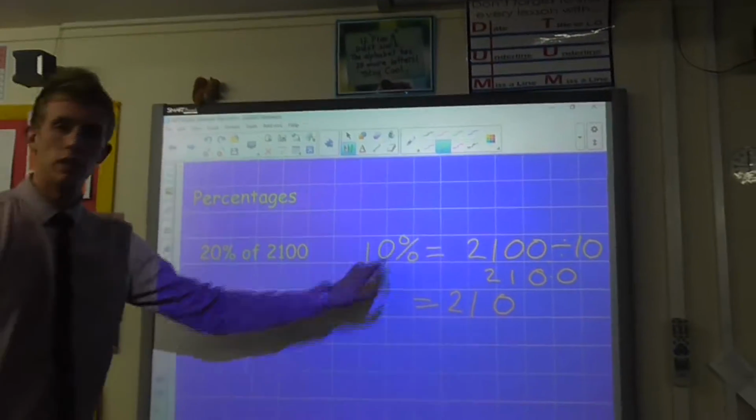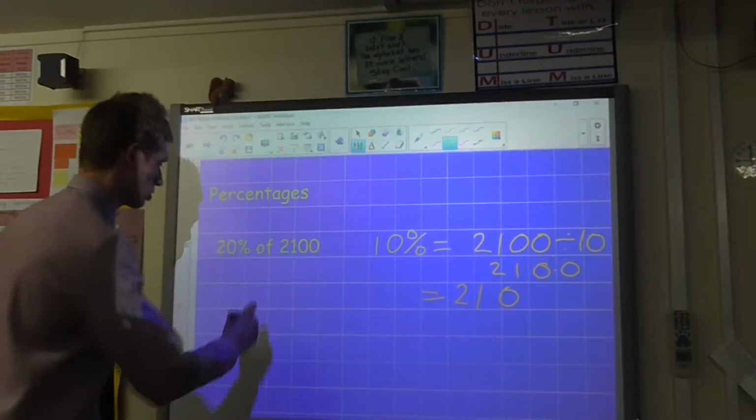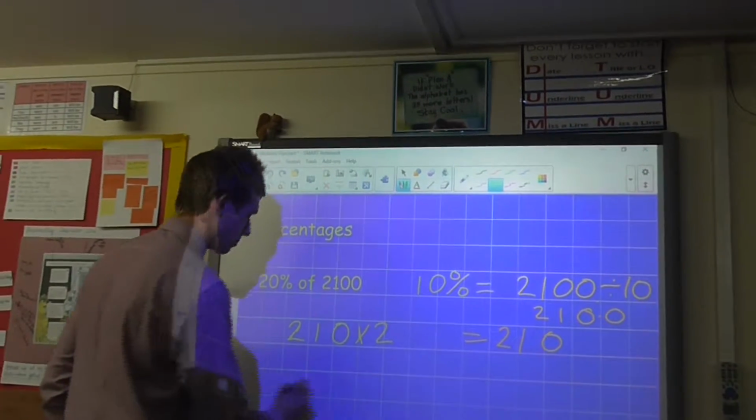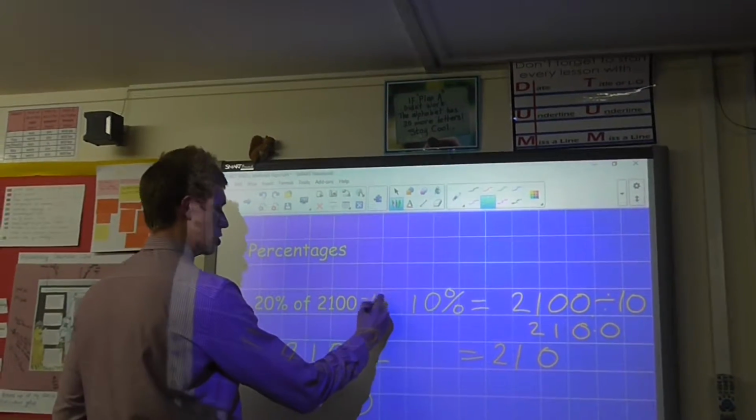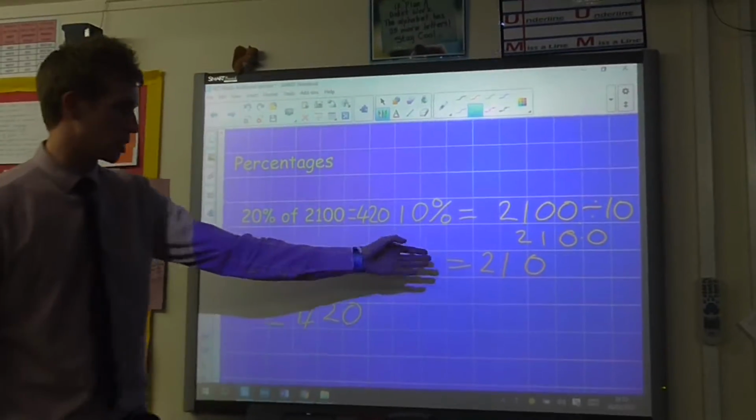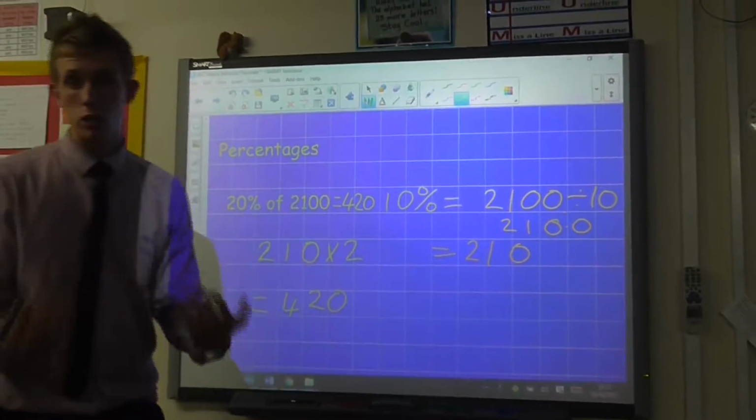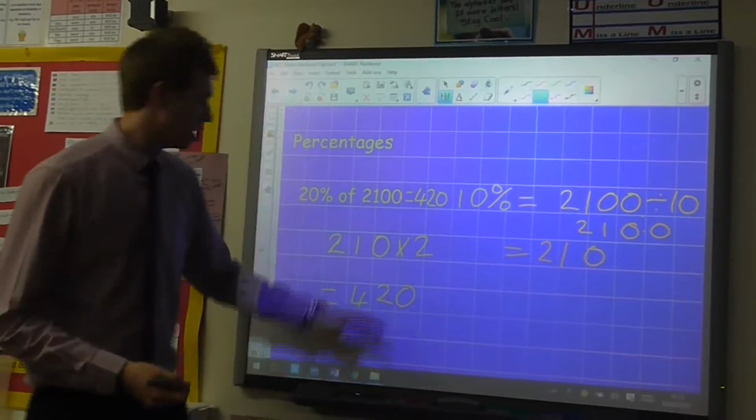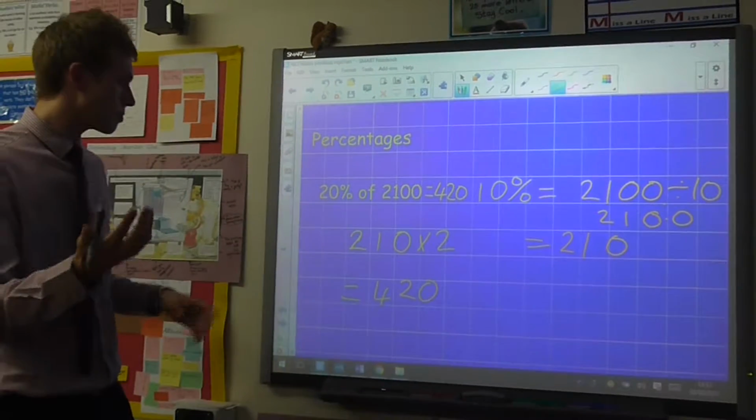That gives me 10%. In this case, I need to find 20%. So all I do is I take my 10%, which is 210, and I multiply it by 2. And that gives me 420, and that would therefore be the answer to my question up here. Now, if they needed to find 1%, perhaps they could divide 10% by 10 again, or they could take the original number and divide it by 100. That would give them 1%, so if this said, what was 22%? I've got 20%, I'd need to work out 1% to then add on double that.